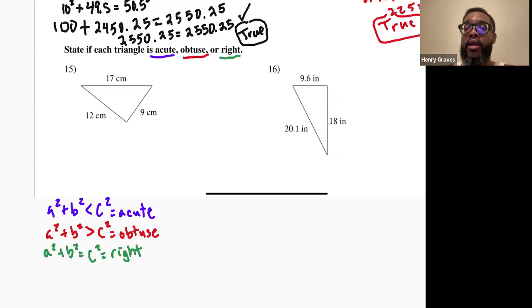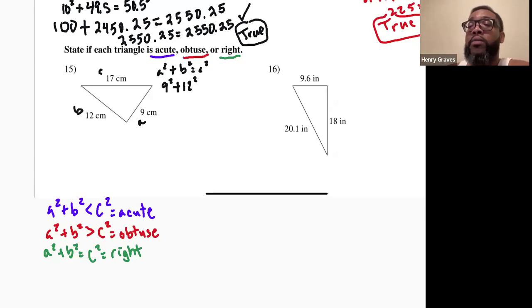This is going to be A, B, and C. So again, a squared plus b squared is equal to c squared. 9 squared plus 12 squared equals 17 squared. 81 plus 144. I shouldn't do the equal sign. I should just leave it as blank. There we go. 17 squared is 289.